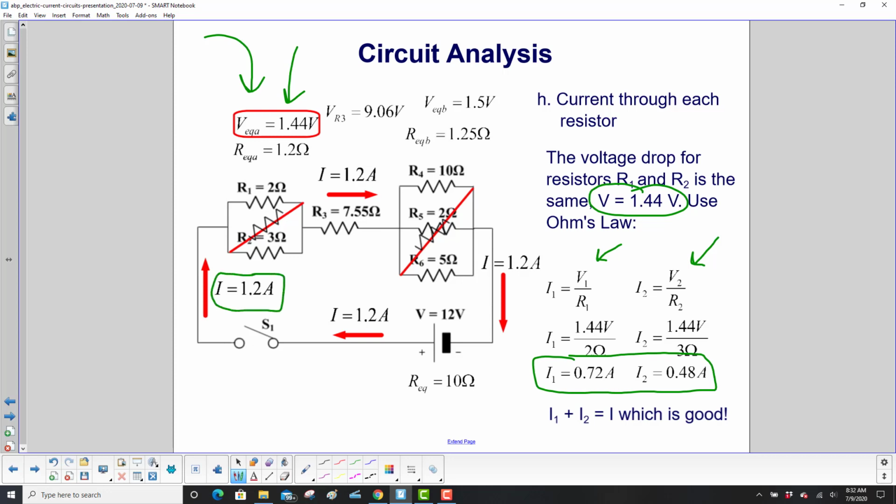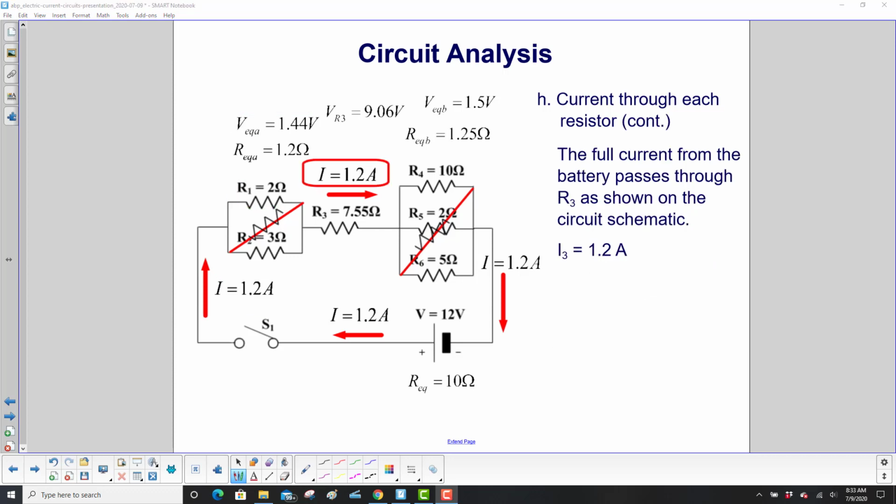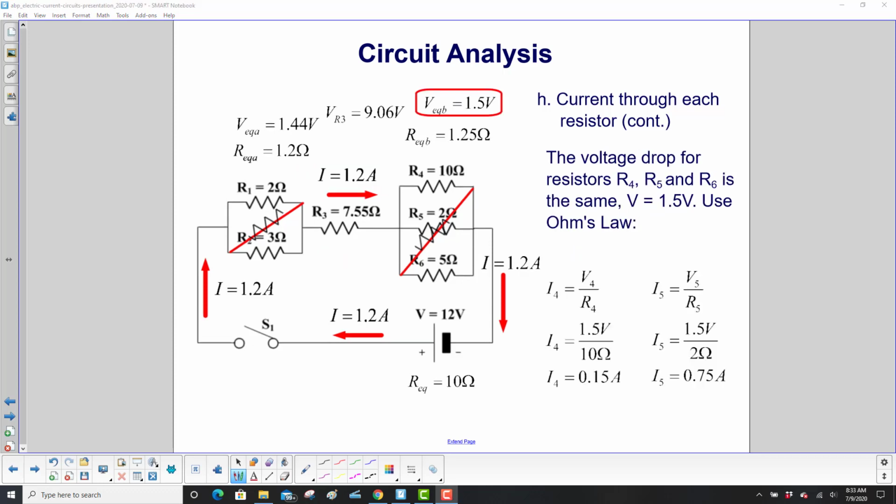And notice that the larger current, I1, goes through the smaller resistance, which also makes sense. The current through R3, wow, we found that way in the beginning. It's 1.2 amps, right? The current that comes from the battery, all of it goes through R3. So that's 1.2 amps.